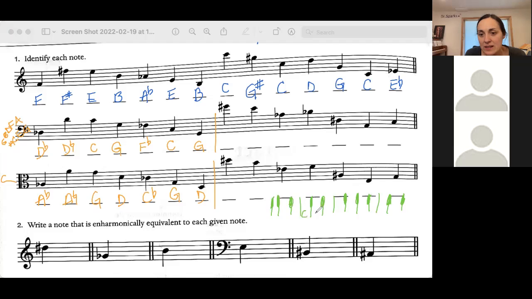Yeah, so this is C, D, E, F, G, A, B, C. Good. So basically this E flat is the same enharmonic pitch. How about a G flat on the bottom? What's that enharmonic pitch? F sharp.